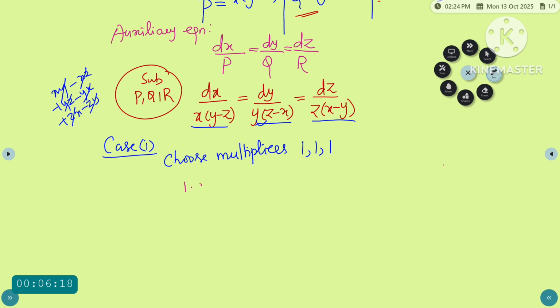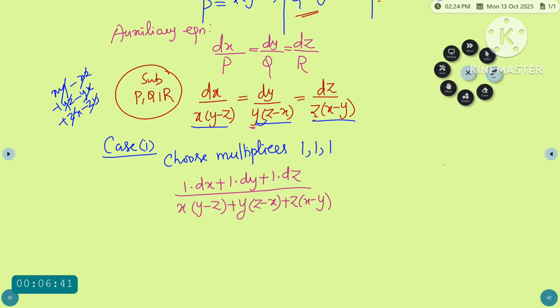In the numerator, 1 into dx, then 1 into dy plus 1 into dz. In the denominator also, 1 into x, again we will get x. So x into y minus z plus y into z minus x, because we are multiplying by 1 only. 1 into y, again it will be y. 1 into z it will be z. So z into x minus y. Then what is the answer? In the numerator dx plus dy plus dz, divided by, in the denominator, to simplify this one, xy minus xz plus yz minus yx plus zx minus zy.